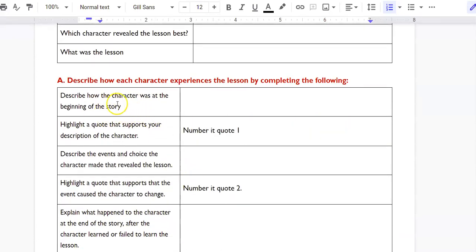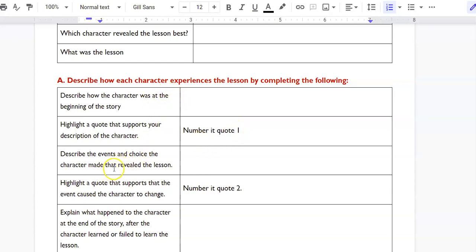And then you want to go on to describe how the character experiences a lesson, okay? So describe how the character was at the beginning. So if you're doing Orpheus or Icarus or Hercules or Midas or Echo or Narcissus, right? How are they at the beginning? Then you're going to highlight a quote in the myth and number it 1. Okay, I'm not making you recopy it into the organizer, but you definitely need a quote to support this.